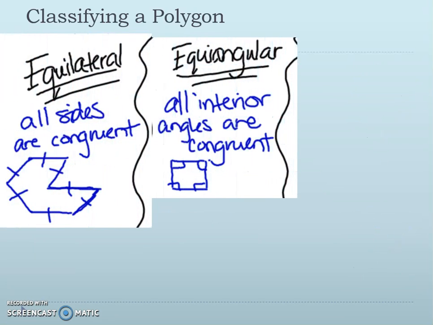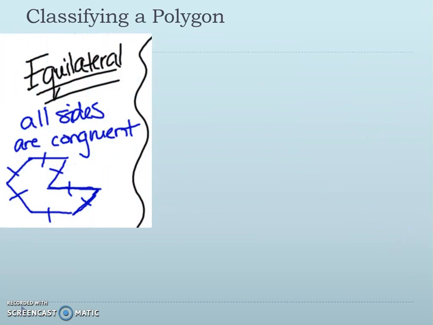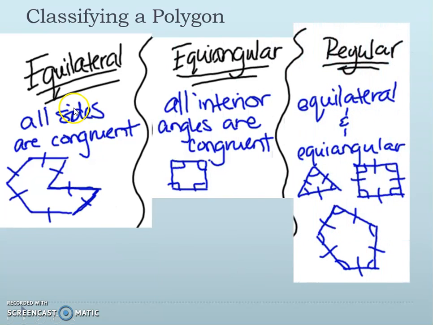So classifying polygons, there are three types. You have equilateral polygon. So please write that all sides are congruent. If every single side is congruent like this, that's called equilateral, even though the angles look different. We'll talk about the sides. Now, if all interior angles are congruent, like squares and rectangles, that's equiangular.